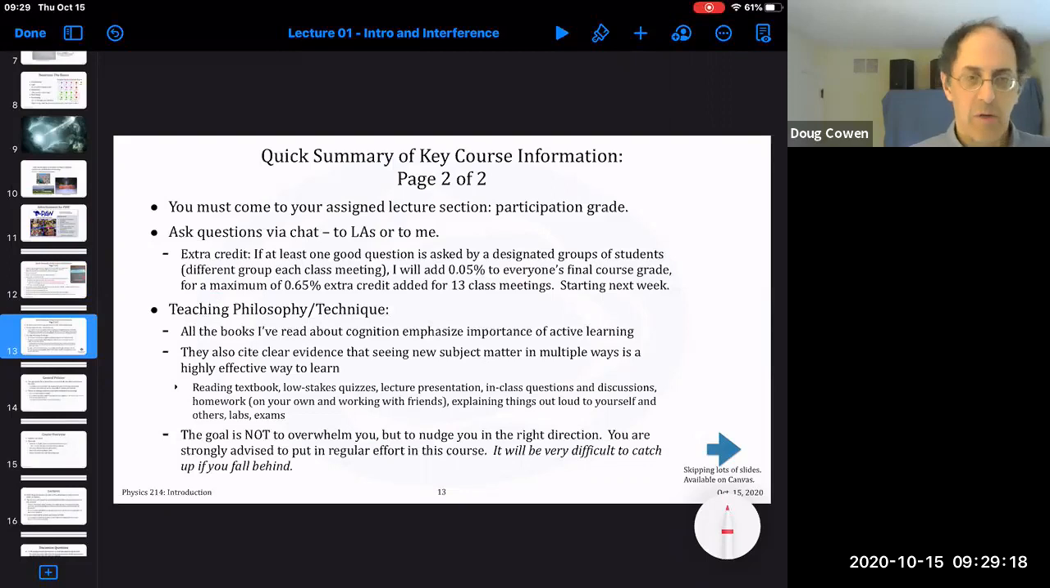The LAs are very good at answering questions quickly during the chat, so that can be a good way to clear up any small problems or issues that come up during class.